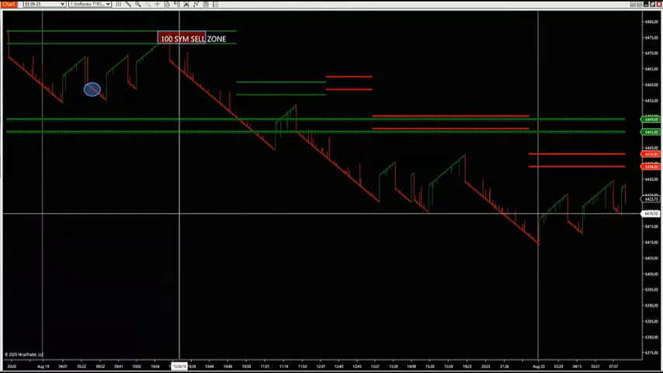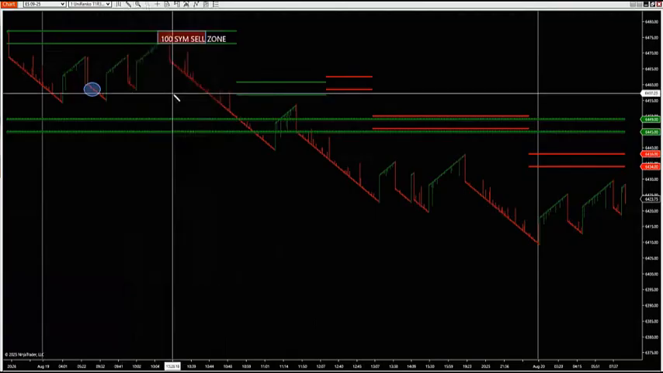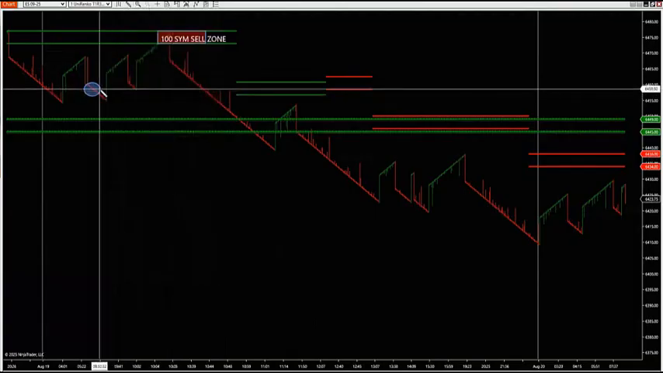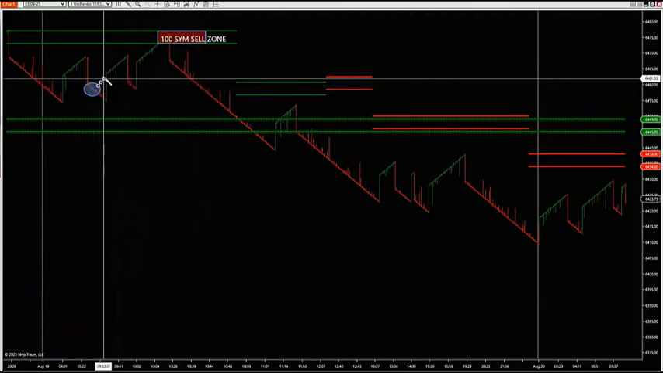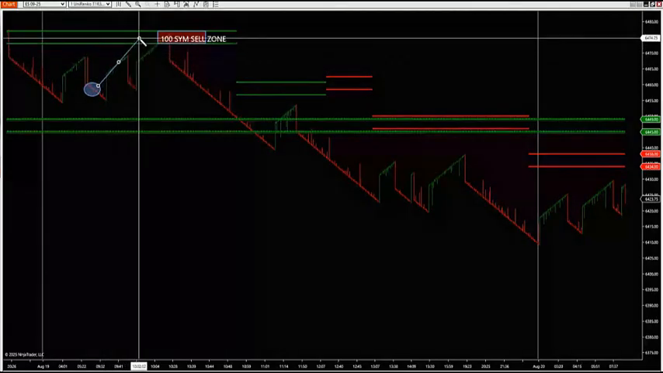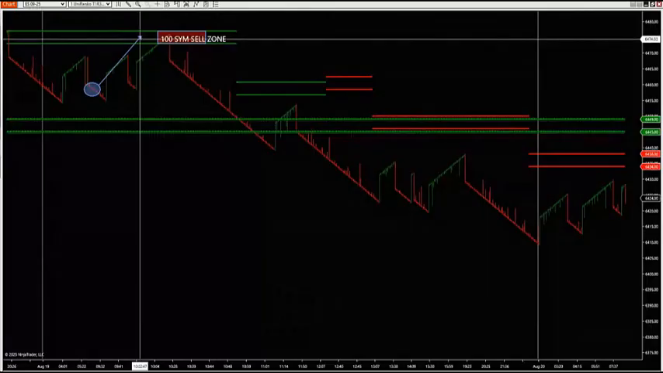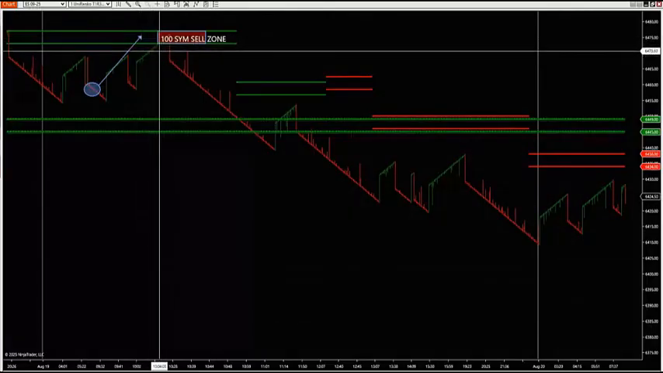What the market likes to do, it likes to catch the wrongly positioned traders, the WPTs, or the counter trend traders. So push the market up. Pushed the market up, brought it all the way up to the sell zone. So it kept pushing the market up into the sell zone. Once we got up to the sell zone, it had a big reversal candle.